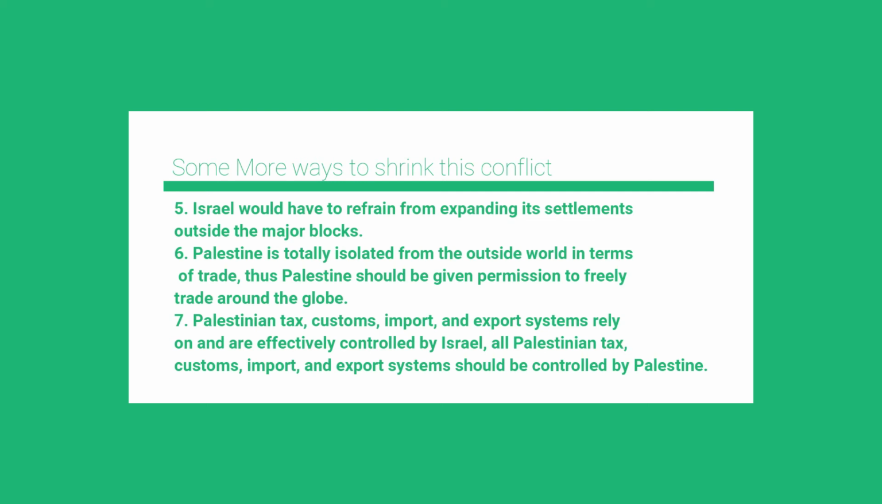Number 6. Palestine is totally isolated from the outside world in terms of trade. Thus, Palestine should be given permission to freely trade around the globe. Number 7. Palestinian tax, customs, import, and export systems rely on, and are effectively controlled by Israel. All Palestinian tax, customs, import, and export systems should be controlled by Palestine.